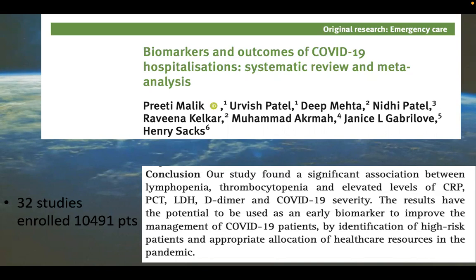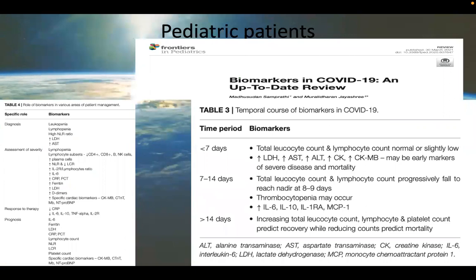One meta-analysis of 32 studies with approximately 10,000 patients concluded that there was a significant association between lymphopenia, thrombocytopenia, and elevated levels of C-reactive protein, procalcitonin, D-dimer, and lactate dehydrogenase, and the COVID severity. So these results have the potential to be used as early biomarkers to improve the management of COVID patients, because of course we could identify high-risk patients and probable outcomes earlier. Anyway, these protocols change every day. These studies evolve every day.